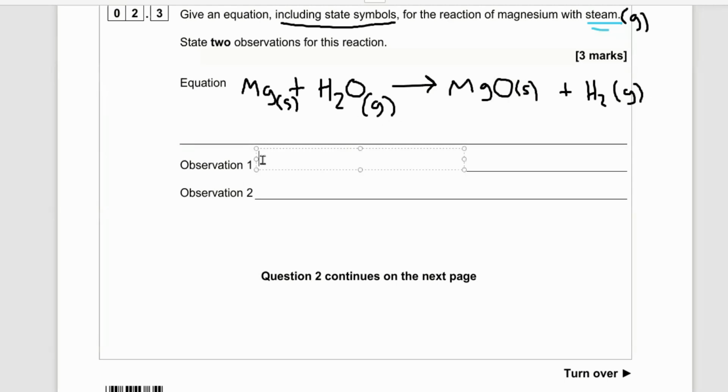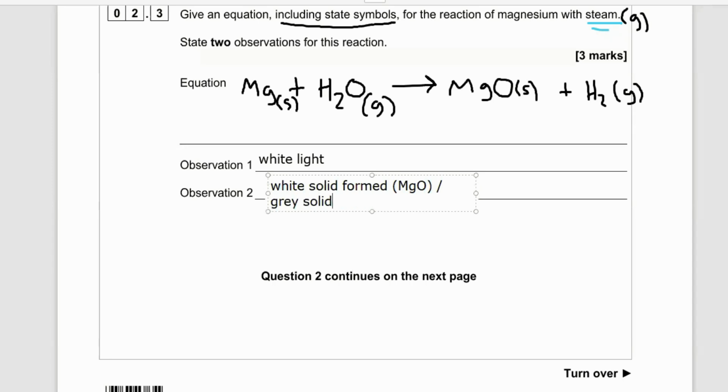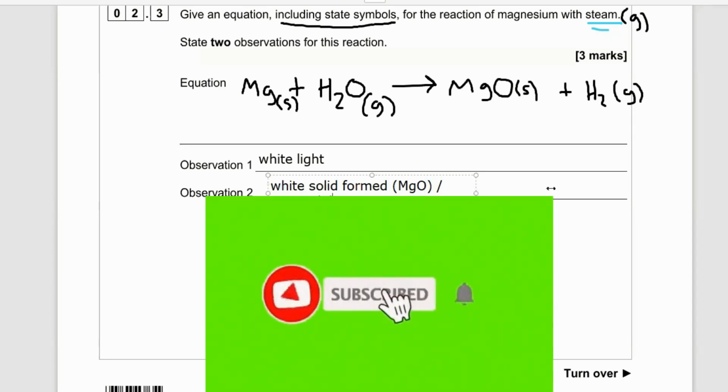Now, what observations could we make? Well, we're going to see the formation of a white solid or a grey solid. We might see a white light because when magnesium reacts, you get a bright light. And those are your 2 observations.